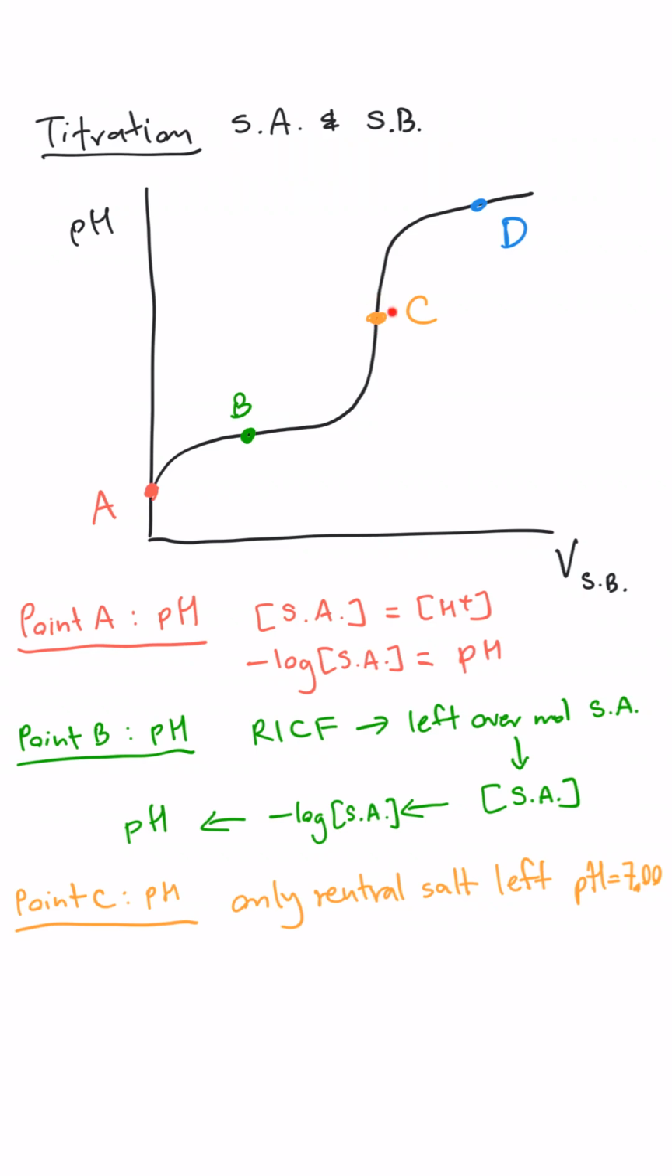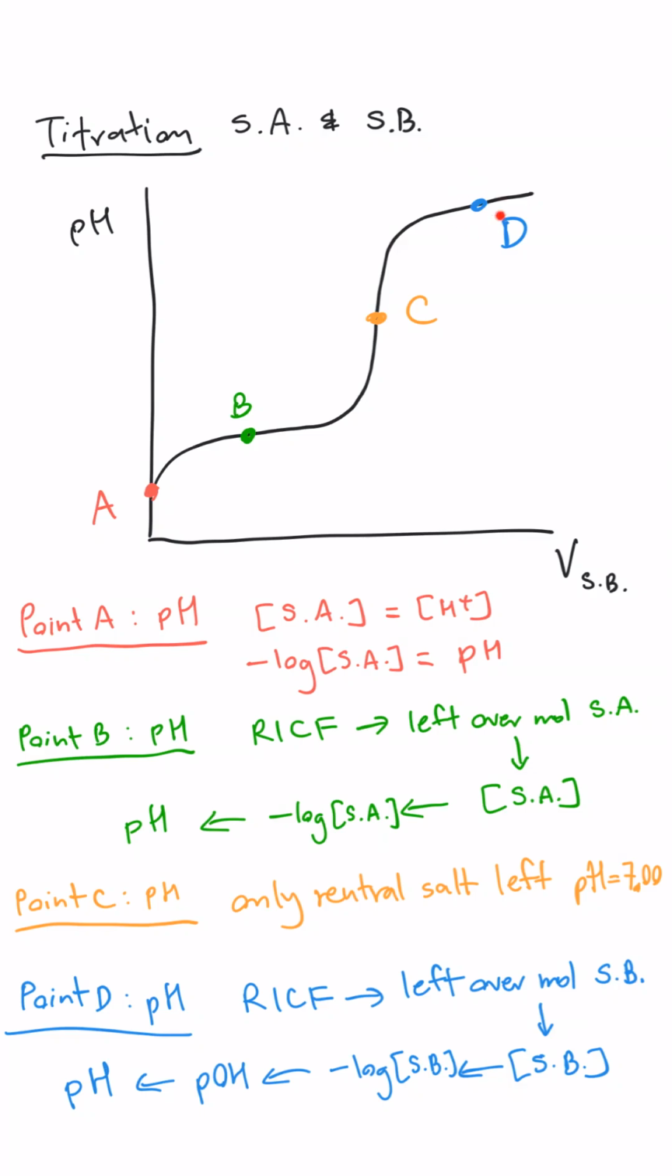For point C, this is at the equivalence point. At this point, there is only salt left in the solution. There is no more acid or base at this point because those two moles are equal. They already neutralize each other. So we have only salt left. And the salt produced from a strong acid and strong base is a neutral salt. Therefore, the pH at this point would equal 7.